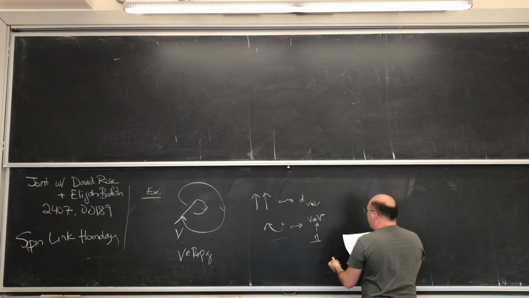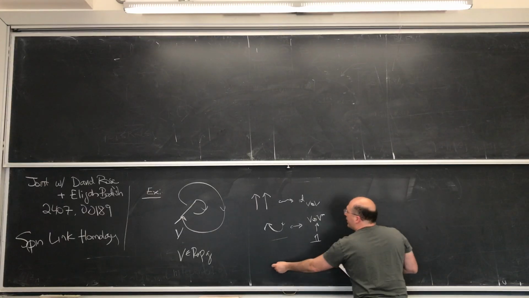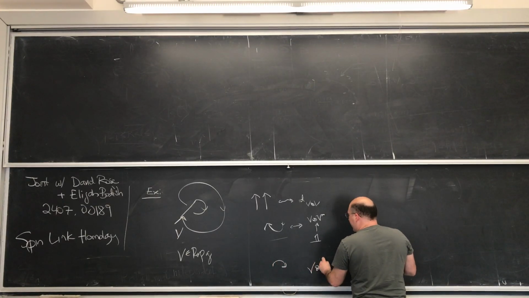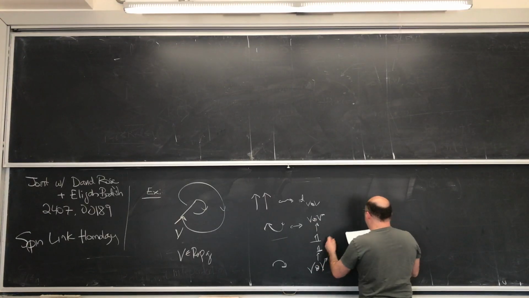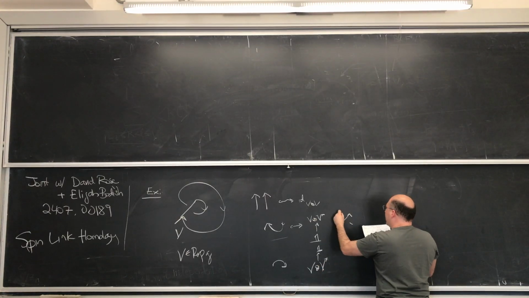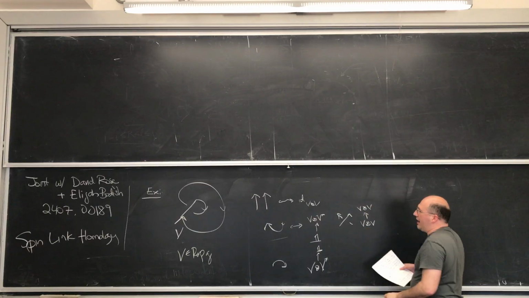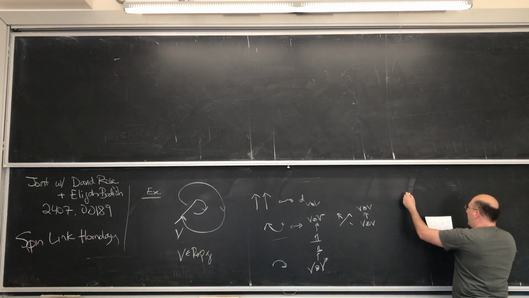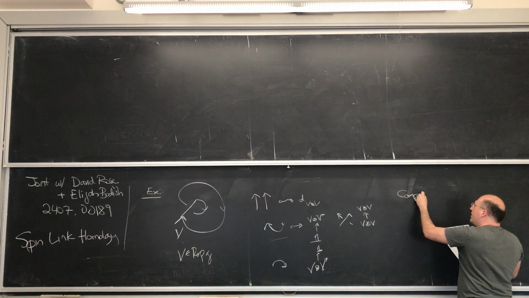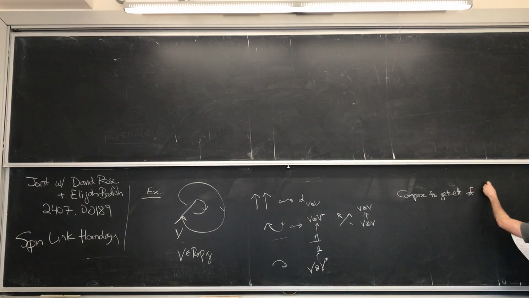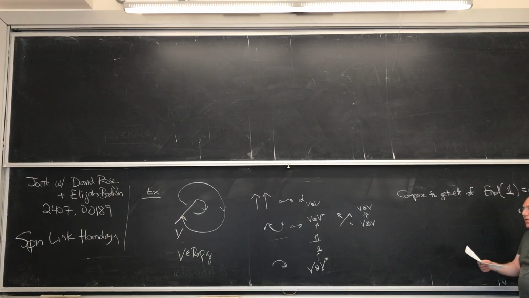So what are the building blocks of this thing? You need to know what happens to your cups and caps. So this is some map from V tensor V dual to the identity. And you need to know what happens to your crossings. This is some map from V tensor V to V tensor V. And then when you're done, you compose to get an element of endomorphisms of the monoidal identity, which in this case is the complex numbers, and so you get a number.